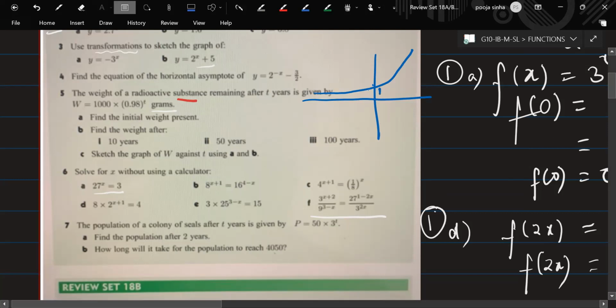It's -3 raised to power x. It's a reflection, isn't it? -3 would be a reflection of this. Yeah. This is a graph for y equals to 3 raised to power x. That is vertical reflection. Correct. Got it now?